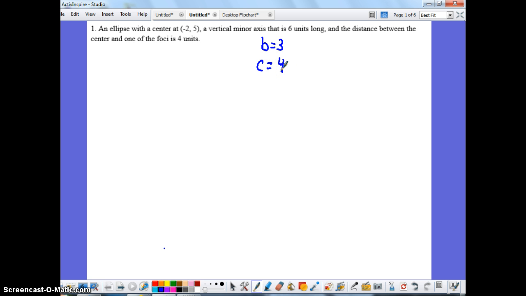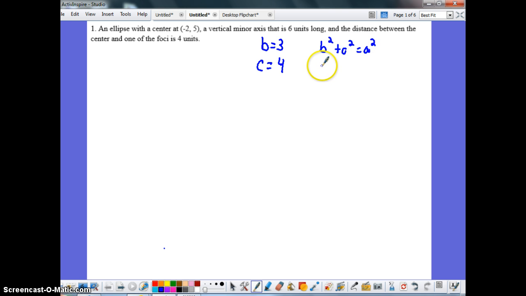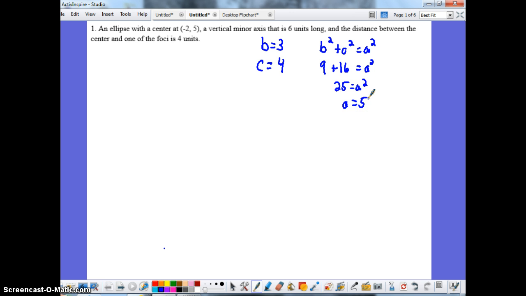All right, from that, I'm going to have to use those two to solve for A. Remember, that's a crazy version of the Pythagorean theorem. That's B squared plus C squared is equal to A squared. So that's going to give me 9 plus 16 is equal to A squared. When you go through inside, you get 25 is equal to A squared. So A is going to be equal to 5. So I now have all the pieces.